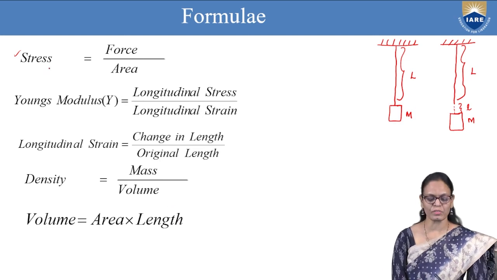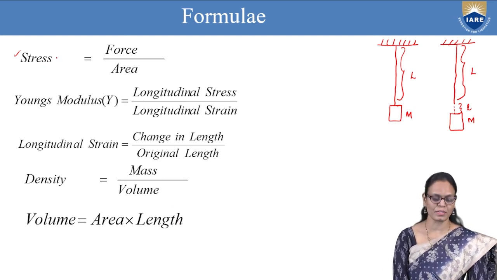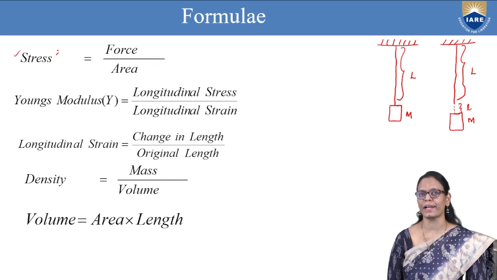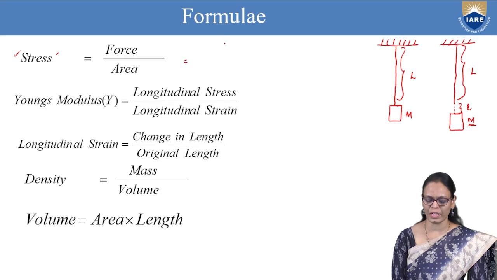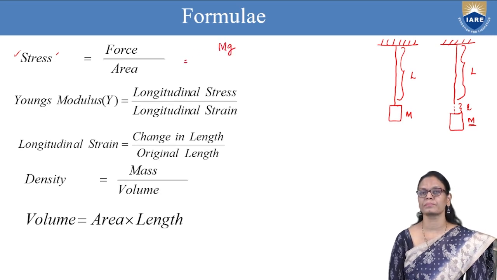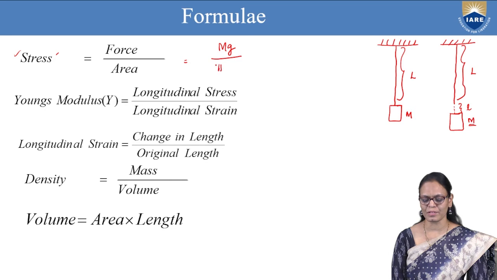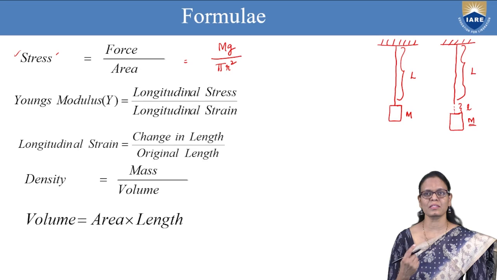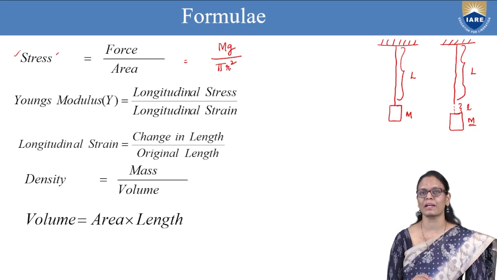Now, if we have to calculate the stress that is acting on the wire, it is given by force upon area. So, what is the force here? It is due to the mass. So, here F is given by mg. And the area will be the area of cross section of the wire, which will be pi r square, because the string we consider is circular in cross section. So, stress is given by mg upon pi r square.